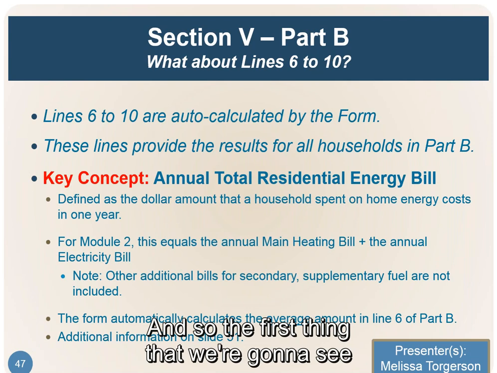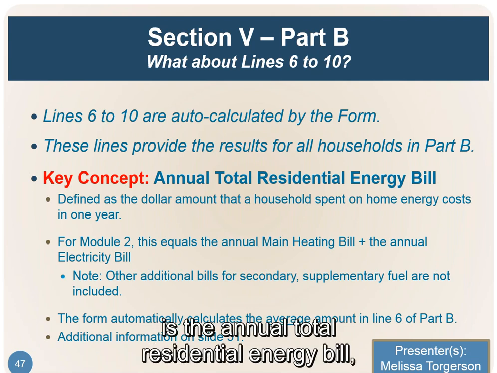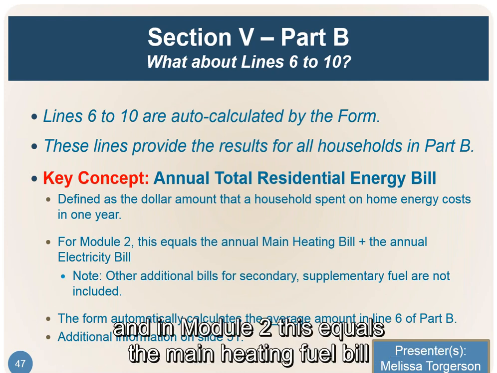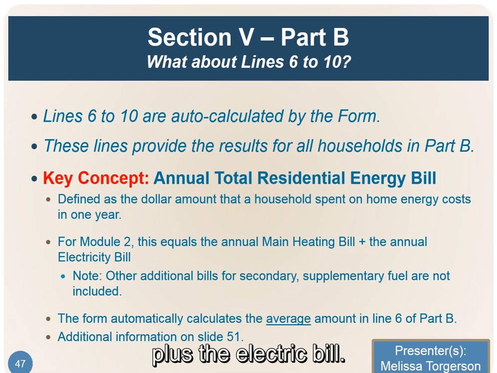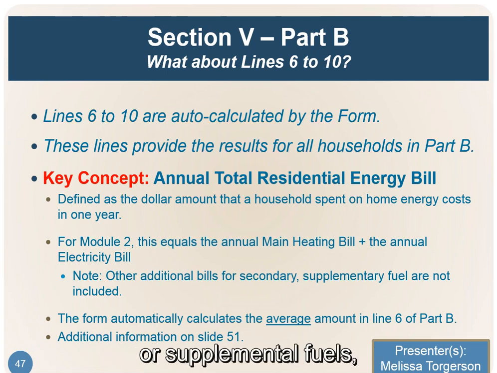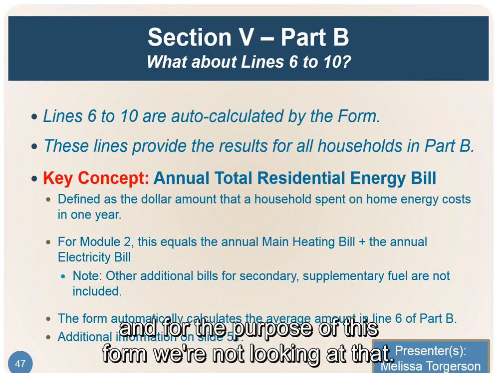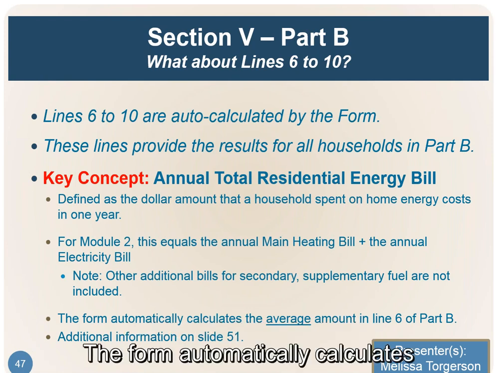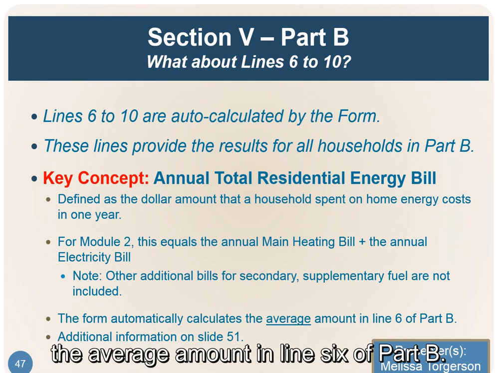The first thing we're going to see is the annual total residential energy bill. This is defined as the dollar amount that a household spent on energy costs. In Module 2, this equals the main heating fuel bill plus the electric bill. I do want to note that some of you collect a lot of data and will collect bills for secondary or supplemental fuels. For the purpose of this form, we're not looking at that. The form automatically calculates the average amount in line 6 of Part B.